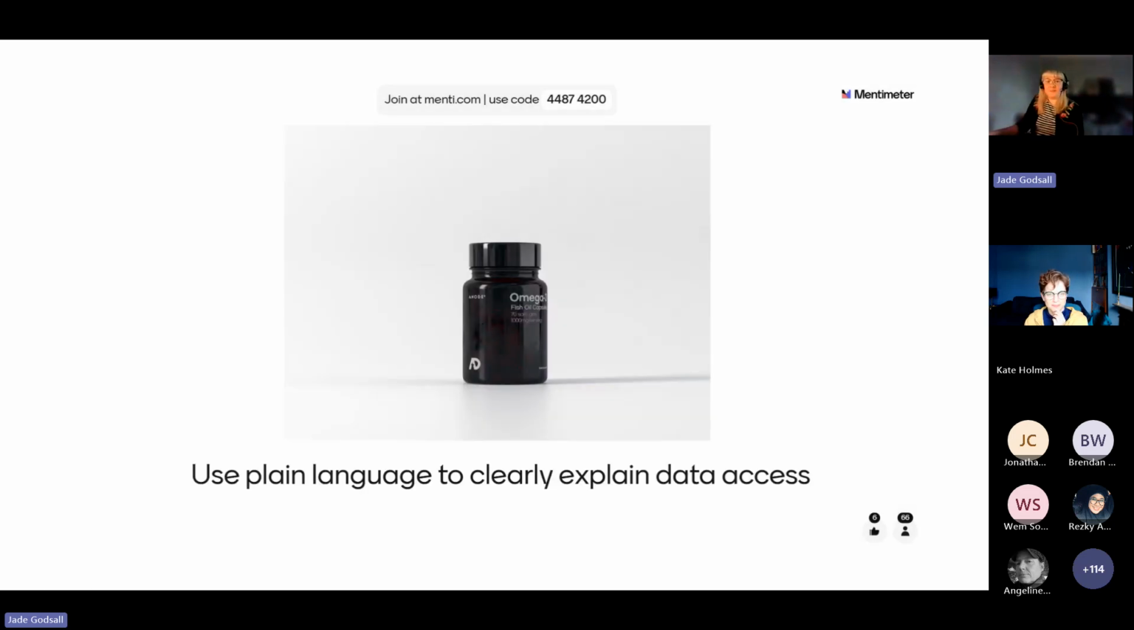So what we always say is use plain language to clearly explain that data access. It's like thinking about a medicine bottle. It's got to be simple and easy to understand.